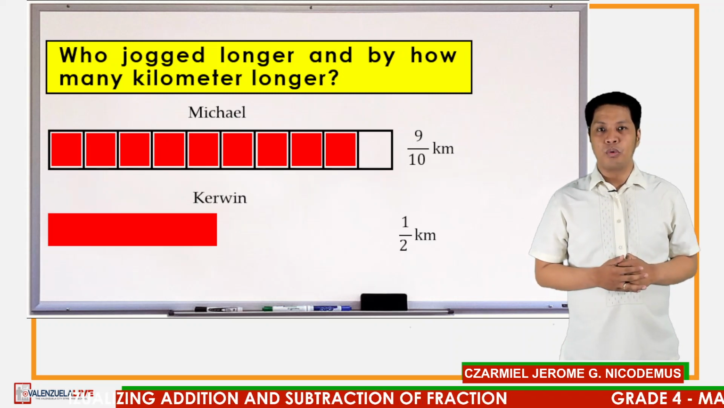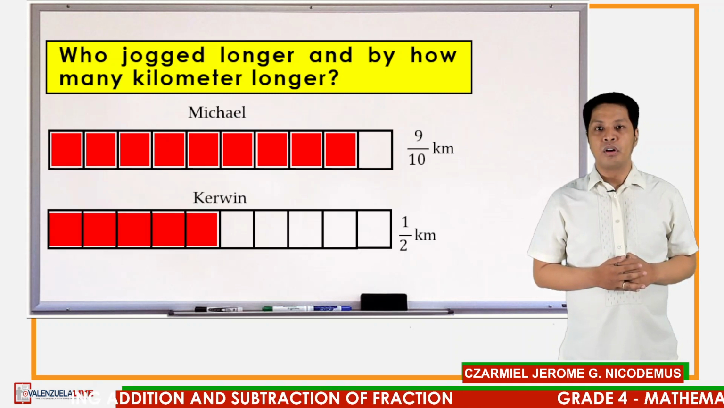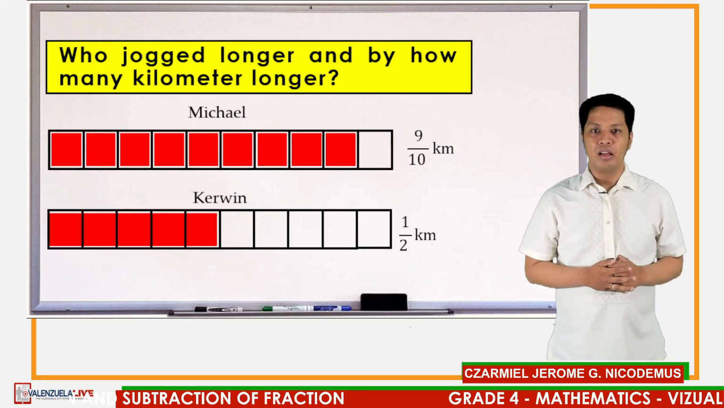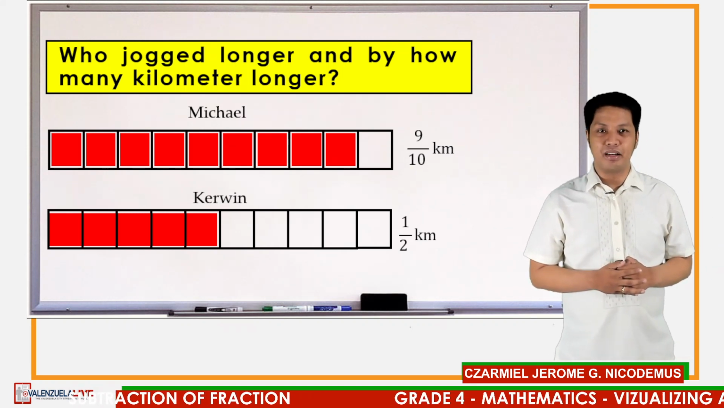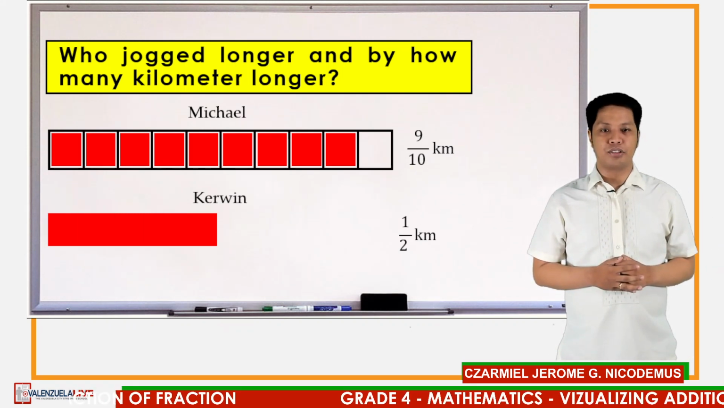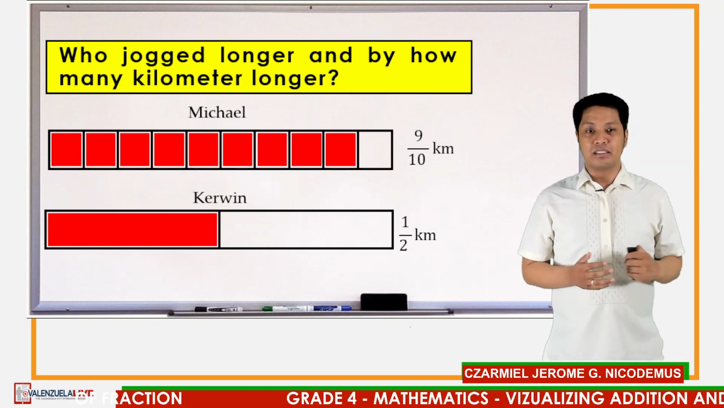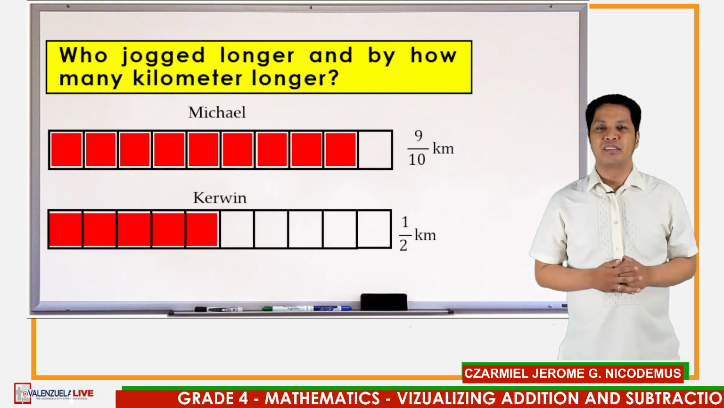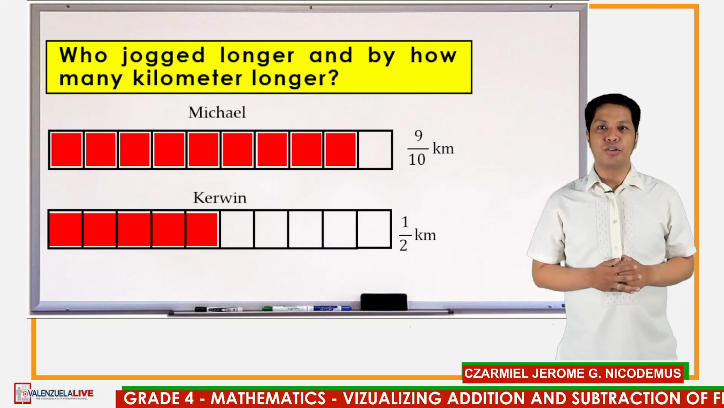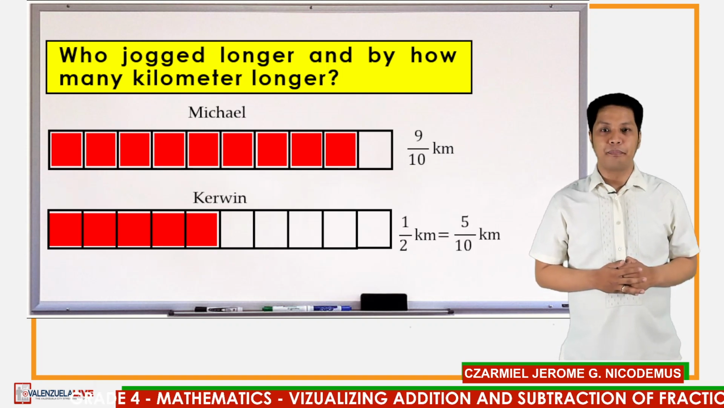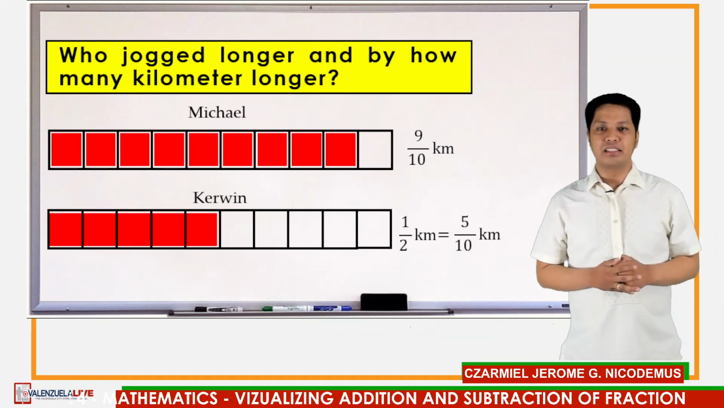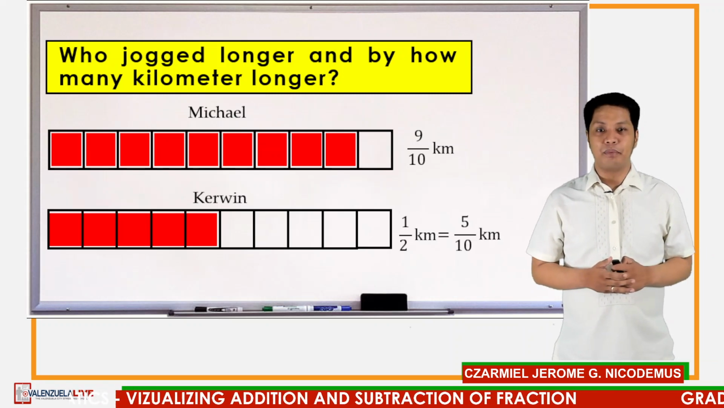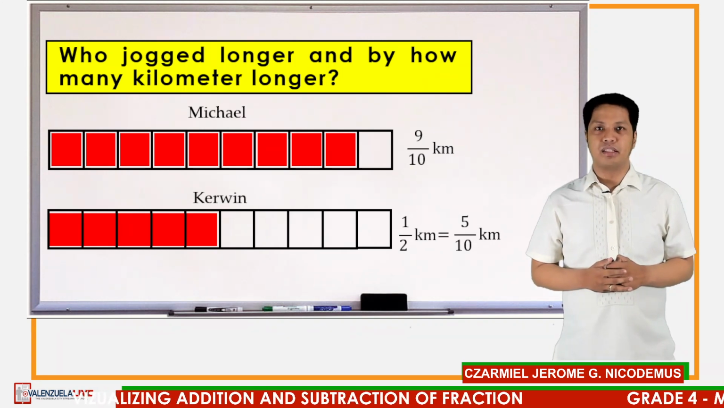What can you observe between 9/10 and 1/2? 9/10 and 1/2 are dissimilar fractions. So let's try to find an equivalent fraction for 1/2. 1/2 is also equivalent to 5/10. So just like 9/10, let us cut this fraction into 10 equal parts. As you can see, 1/2 kilometer is also equal to 5/10 kilometer.